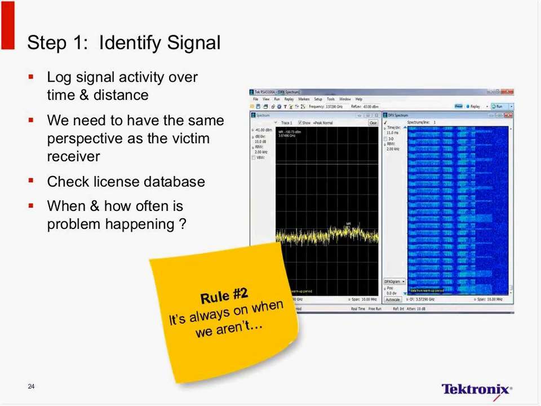And this brings me to my second golden rule of interference. It's always on when we're not.